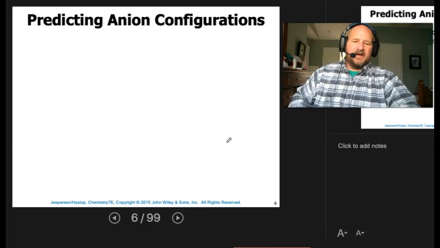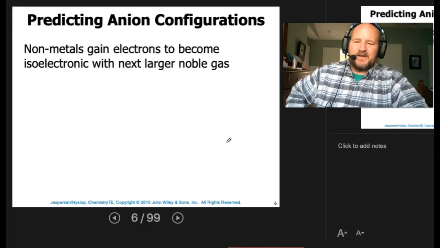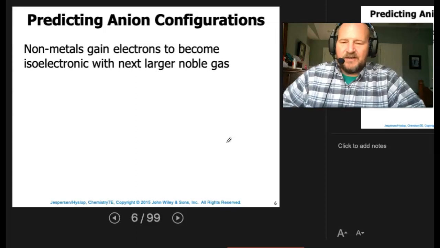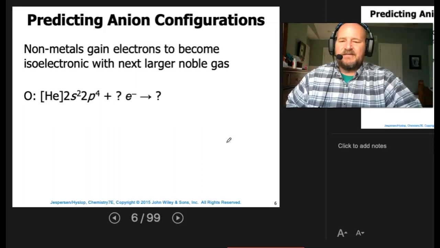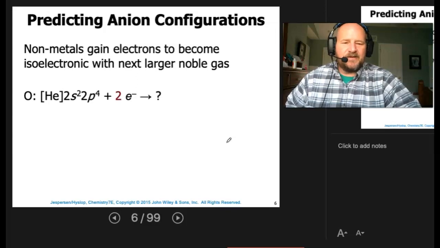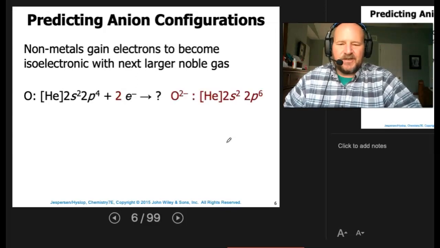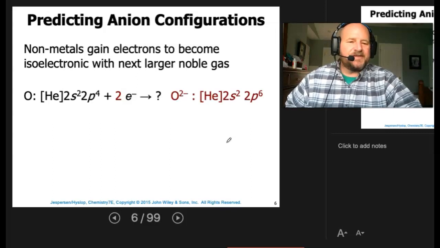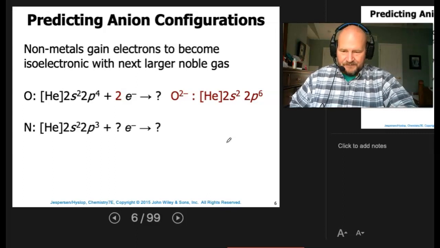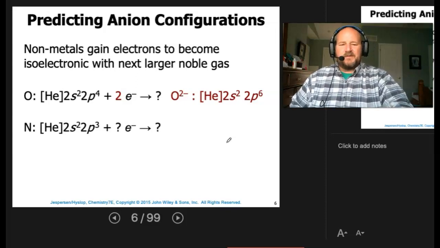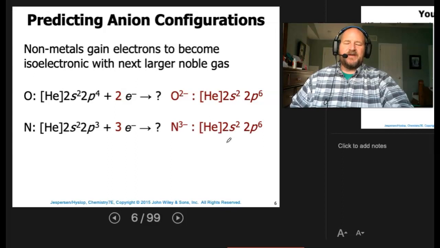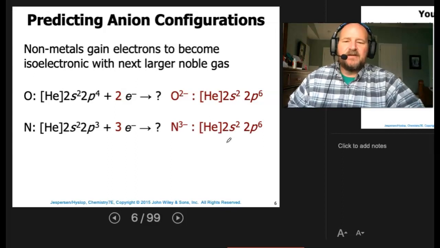All right. What about the anions? Nonmetals gain electrons to become isoelectronic with the next larger noble gas. So in other words, oxygen then is helium 2s2 2p4 plus how many electrons, and what would that equal? And of course, if we gain 2 electrons, then we end up with s2 p6 formation. How about nitrogen? So again, nitrogen, we know we want to probably gain 3 electrons, right? That way, again, we end up with an s2 p6 formation.